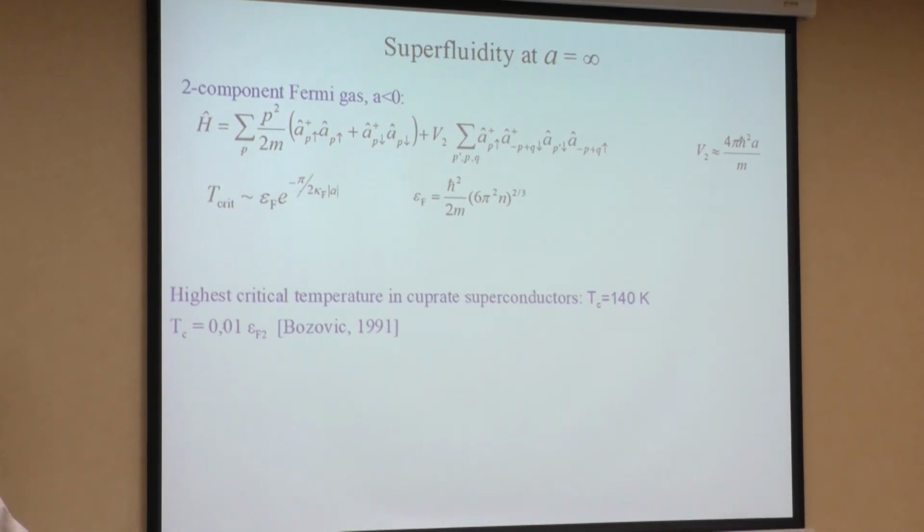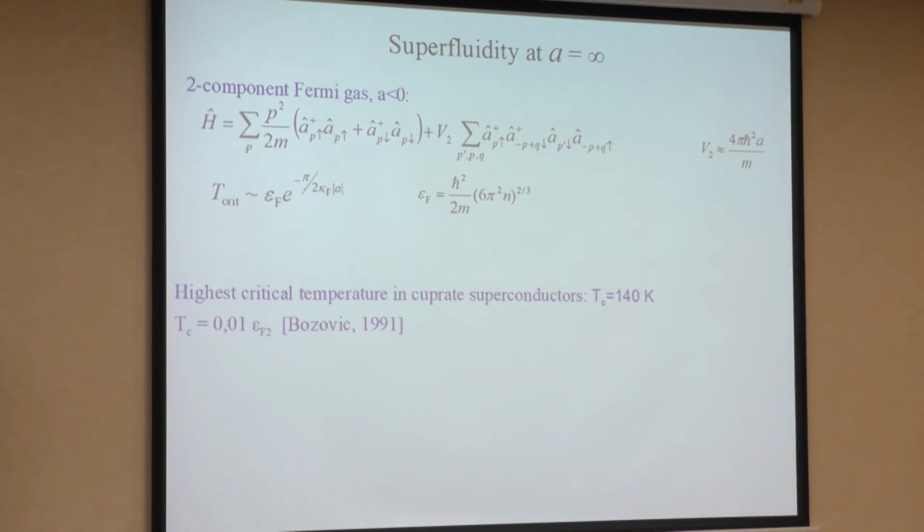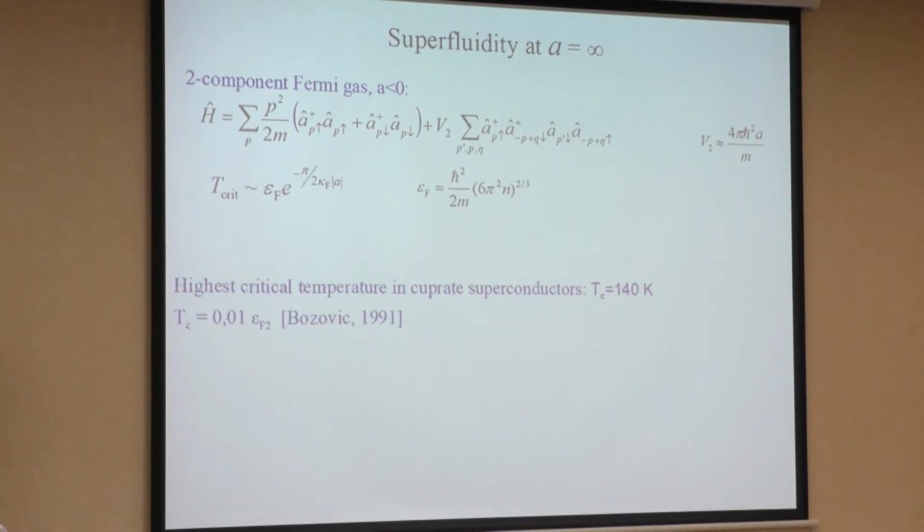And look, in this Hamiltonian, there is nothing about the charge of electrons. There is nothing about the crystalline lattice in the superconductor. This Hamiltonian is only about a gas of fermions with spin up and spin down, and they have S-wave interactions with some value of a. So ultracold atoms perfectly fall under this Hamiltonian.